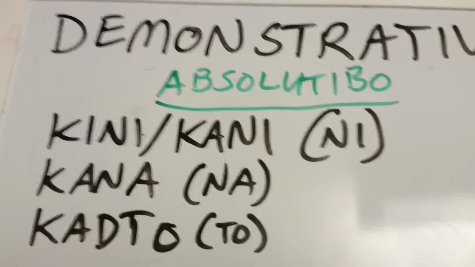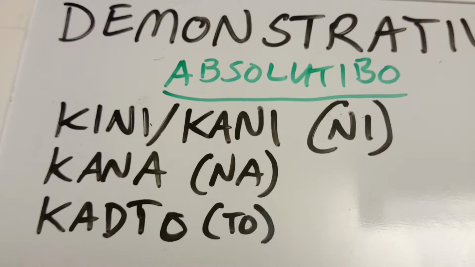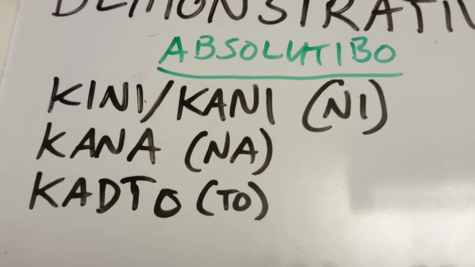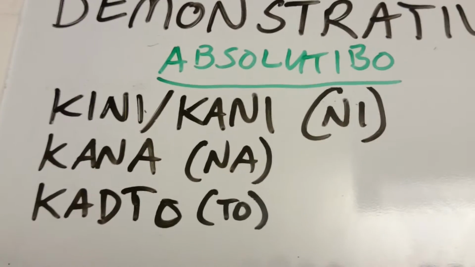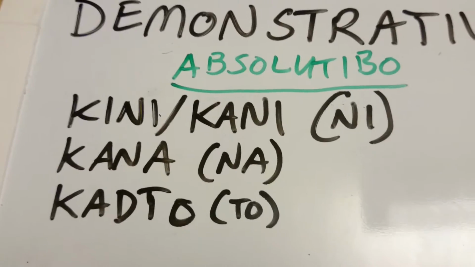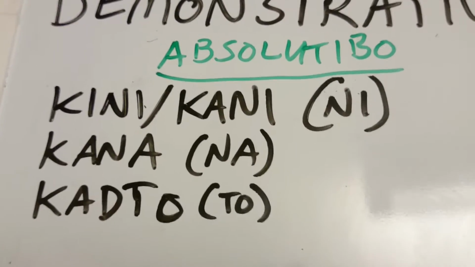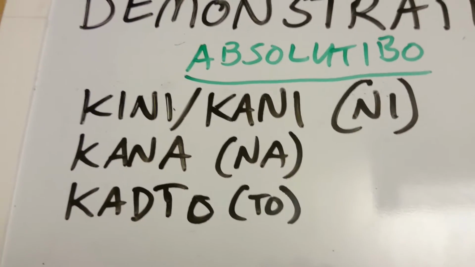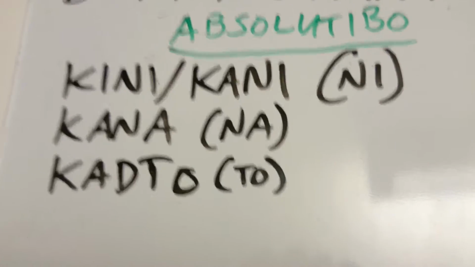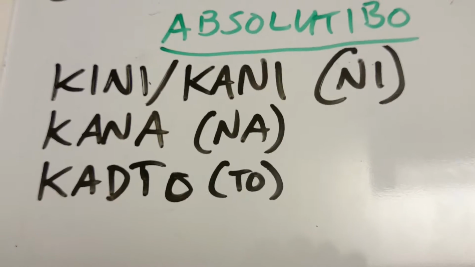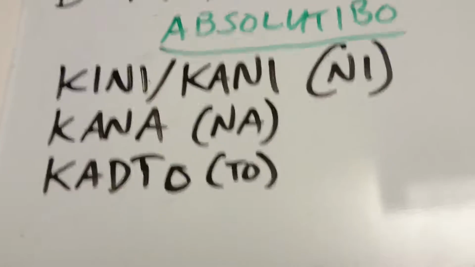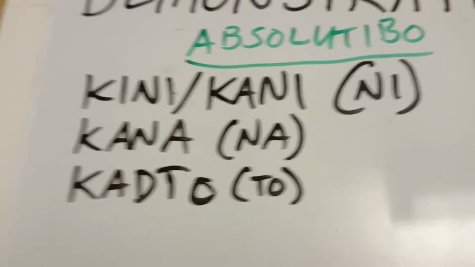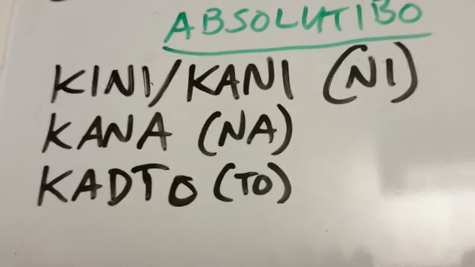So items or things near the speaker, you can use this, which is kani or kini, and the shortened form is ni. But you can't just use ni by itself. If you're going to use one of these demonstrative words, you have to say the whole thing. Kana means that, close to the listener. So if someone is saying kana, it means that thing near the listener or far away from the speaker. Some item that's indicating that thing near the person you're talking to or far away from you.